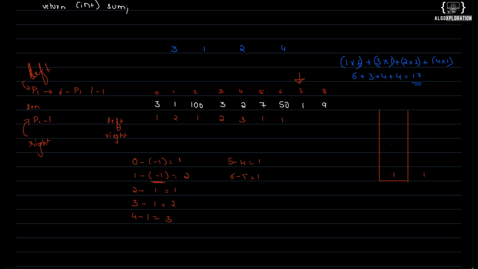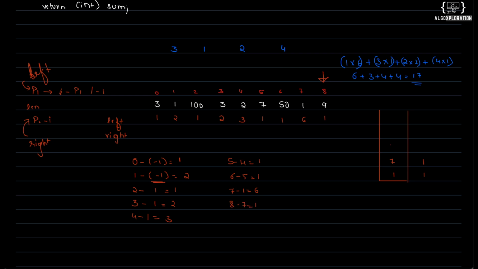Okay, now I need to calculate the count. So 7 minus 1, the answer is 6. Okay, so I'll write 6 over here. And don't forget to store. So the index is 7, the element is 1. Now let's move further over here. Now for this, the previous smallest element is 1 only. Okay, so let's calculate it. It will be simple. 8 minus 7, the answer is 1.